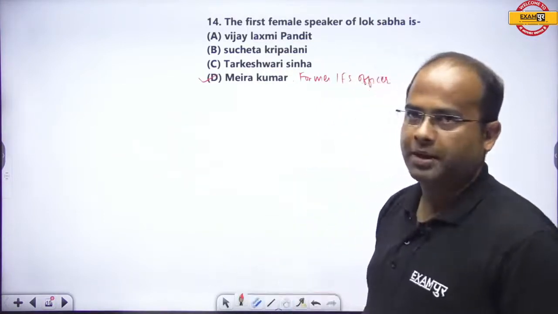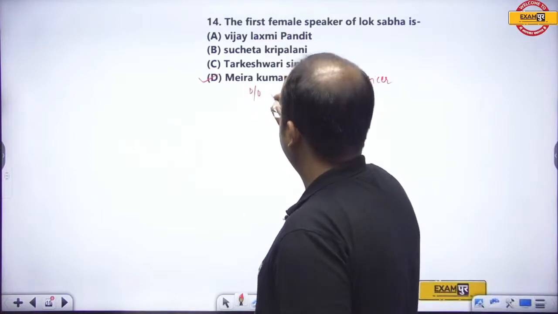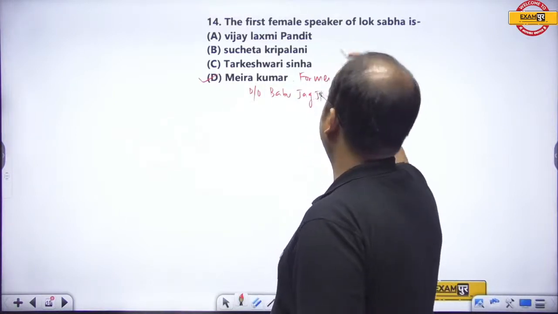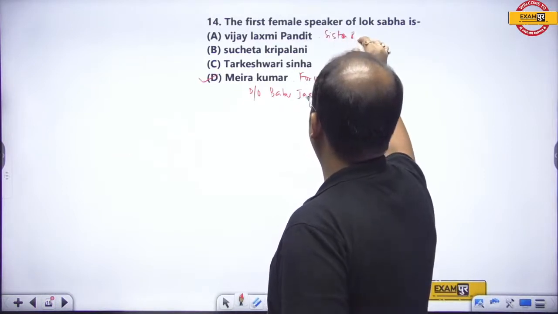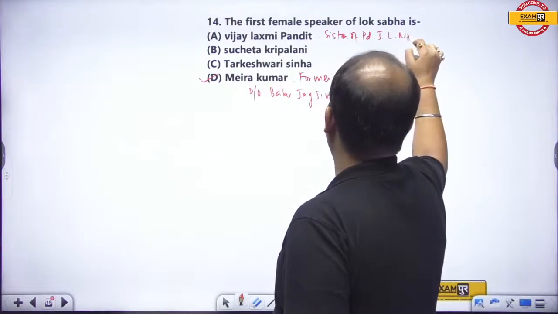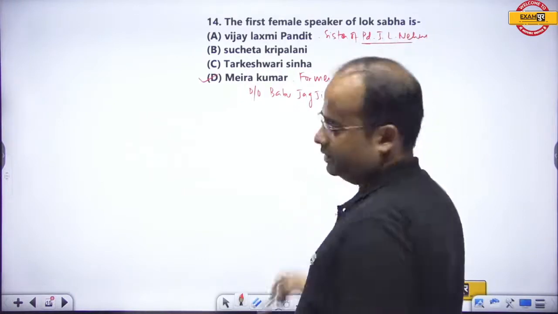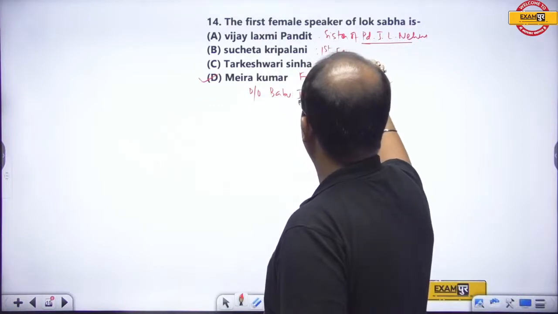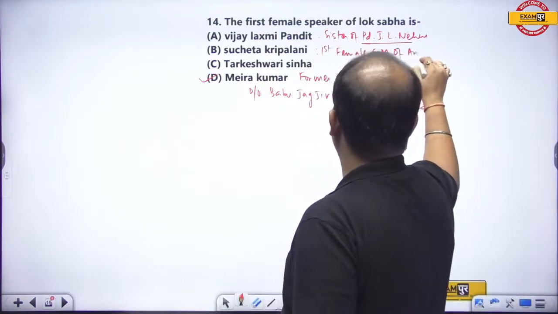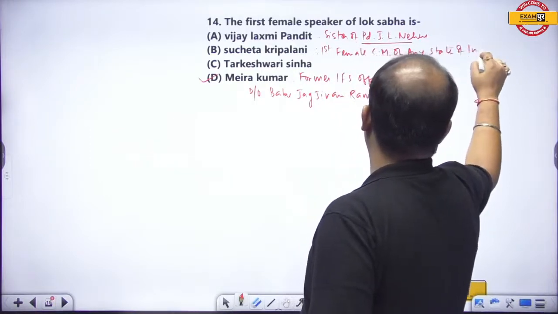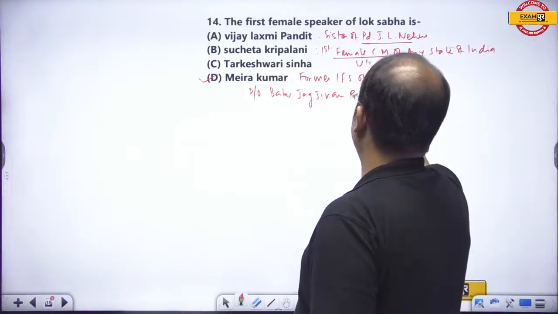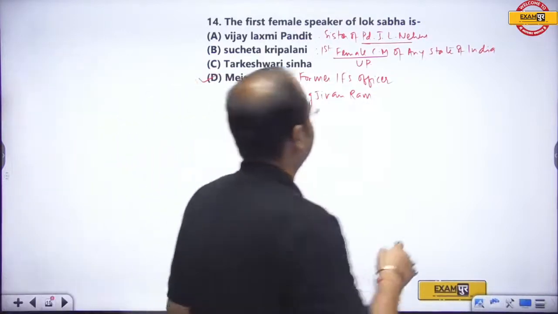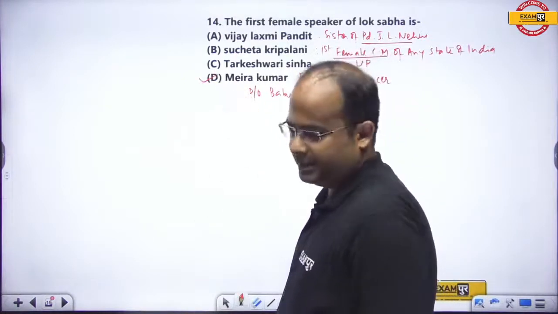Meera Kumar was a former IFS officer and the daughter of Babu Jagjeevan Ram. Vijay Lakshmi Pandit was the sister of Pandit Jawaharlal Nehru, and she was in UNO. Sucheta Kriplani was the first female CM of any state of India, Uttar Pradesh. The correct answer is option D, Meera Kumar.